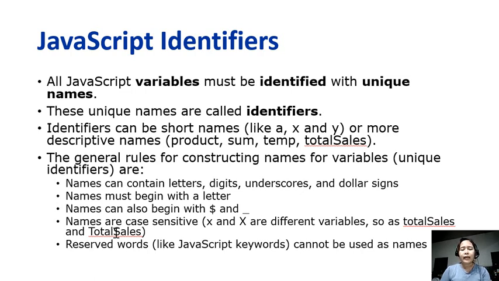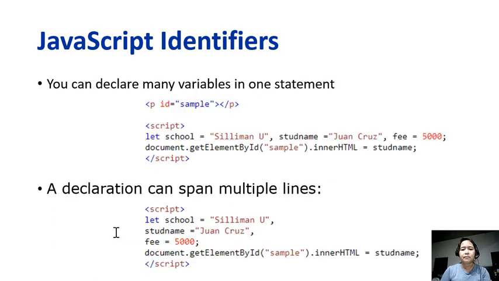Again, as mentioned in the previous video, you cannot use reserved words as your variable names or identifiers because they already have another specific meaning for JavaScript. And this is true for other programming languages as well.